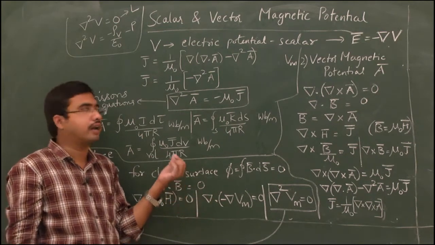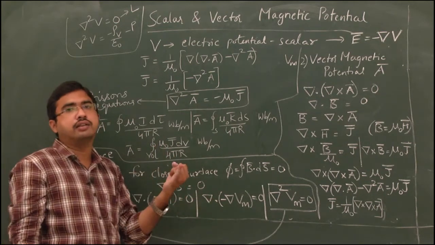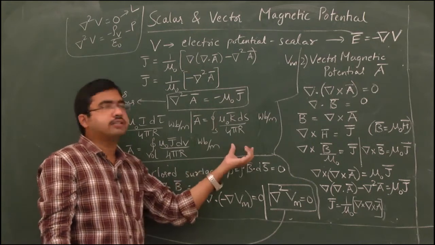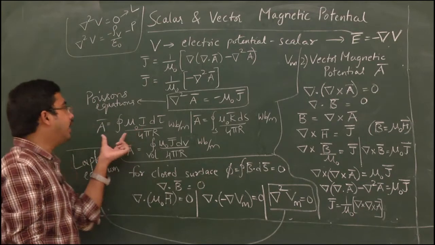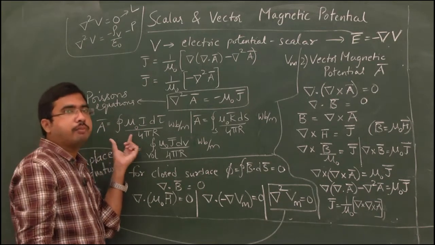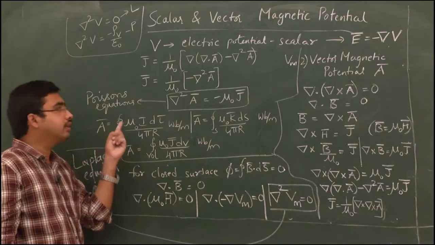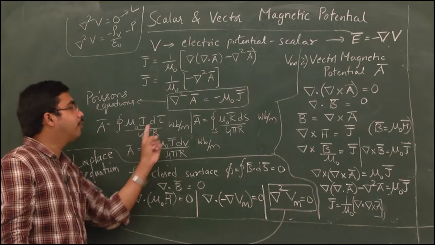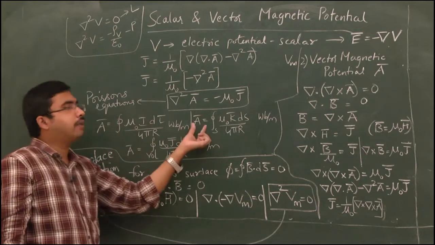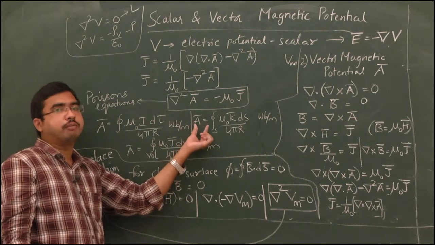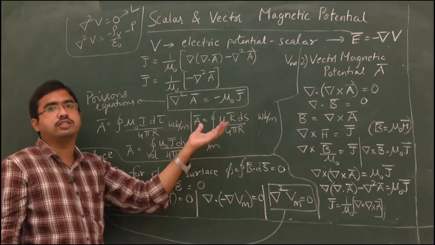Next, this vector magnetic potential A bar can be expressed for different current distributions. What are the different current distributions? Line current distribution, surface current distribution, and volume current distribution. For line current distribution, your vector magnetic potential A bar is given as integral mu naught I dl bar by 4 pi r Weber per meter.